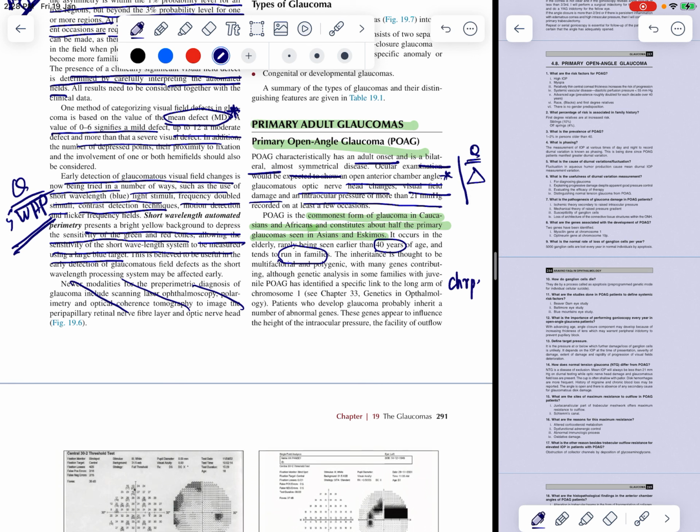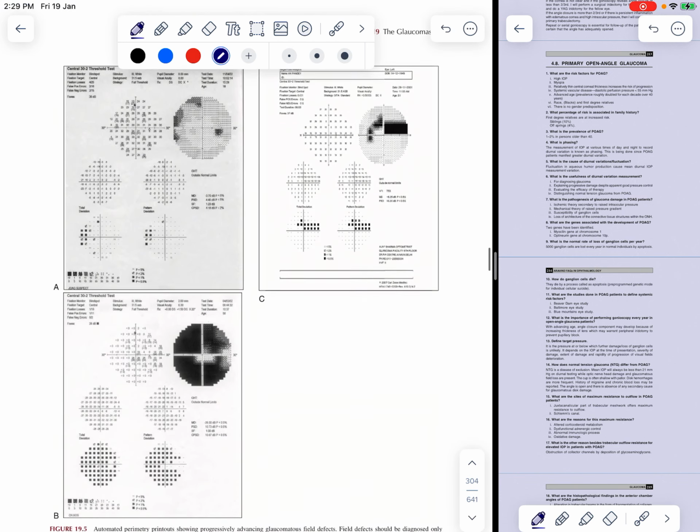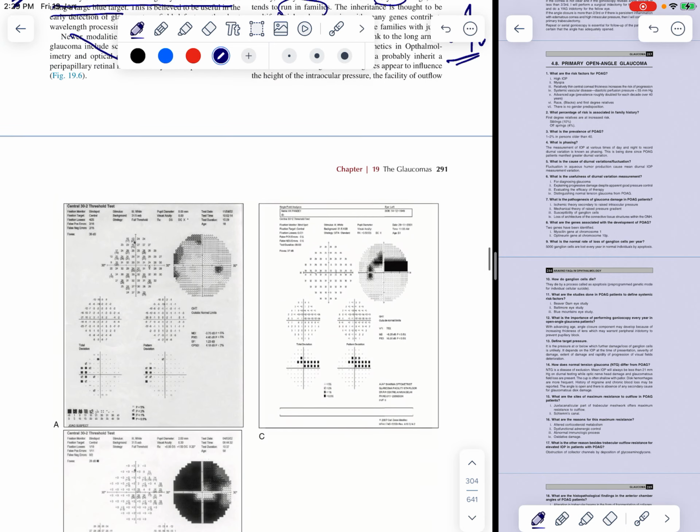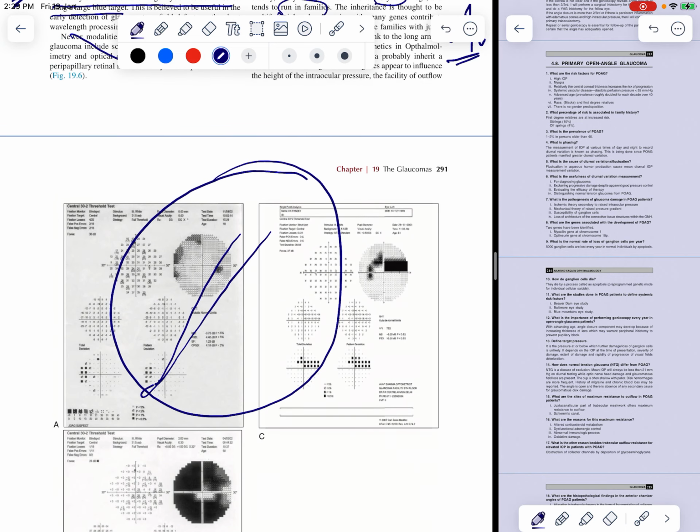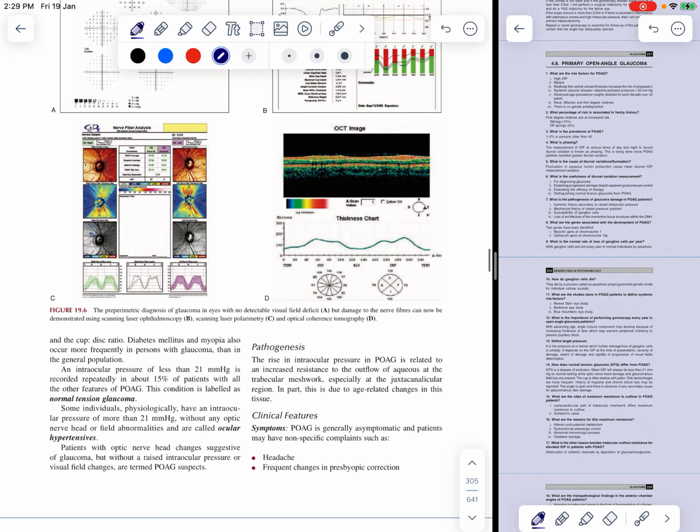Chromosome 1q. Chromosome 1. Probably a question in future for MCH exams. Genetics in ophthalmology. Patients who develop glaucoma probably inherit a variable number of genes. These genes appear to influence the height of intraocular pressure, the facility of outflow. These are the perimetry things. I'll be explaining perimetry in detail, don't worry.